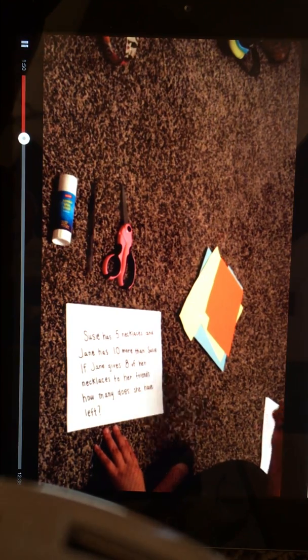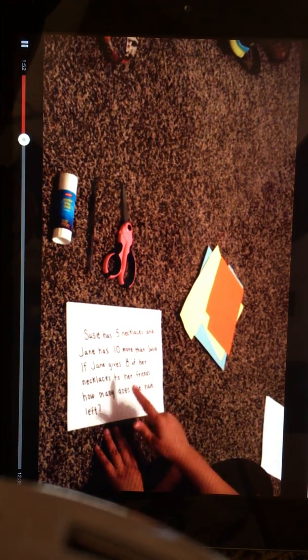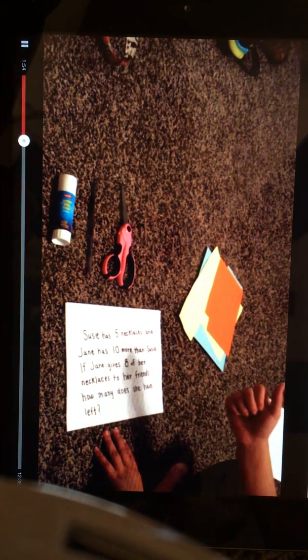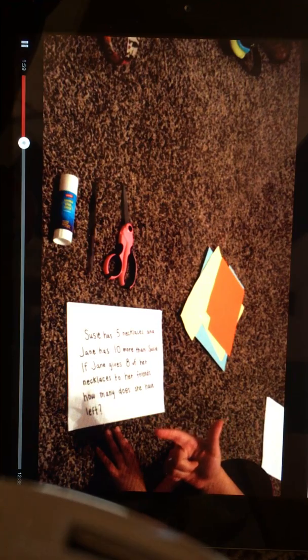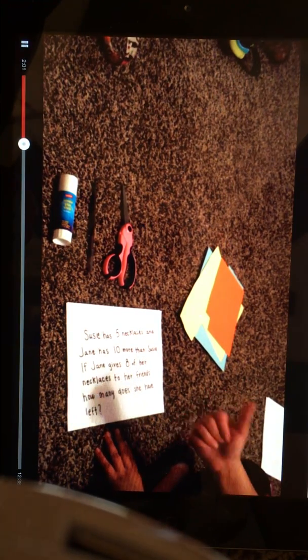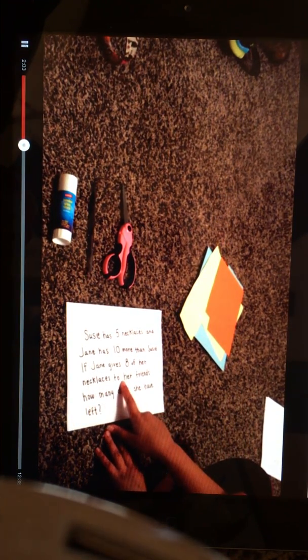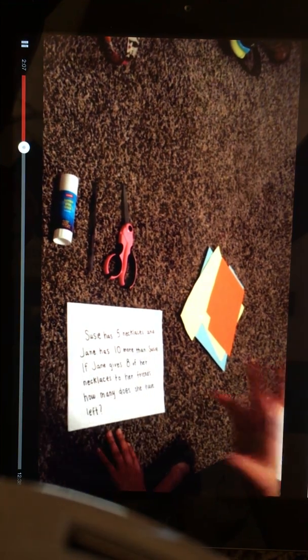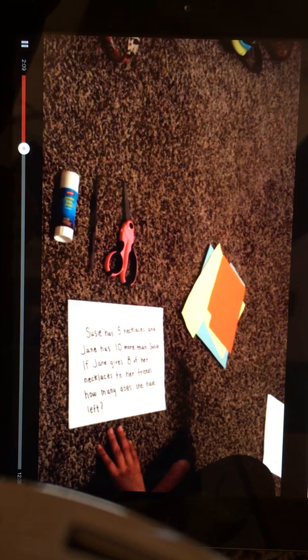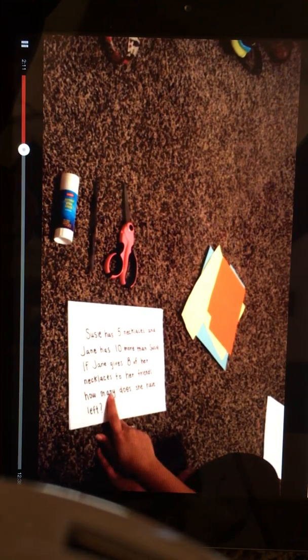So we know there's an action happening, and if there's an action happening, it's either a join problem or a separate problem. But a join would mean she was getting more necklaces. Is she getting more necklaces? No, she's taking necklaces away. She's taking them away from her original amount, making it a separate problem.